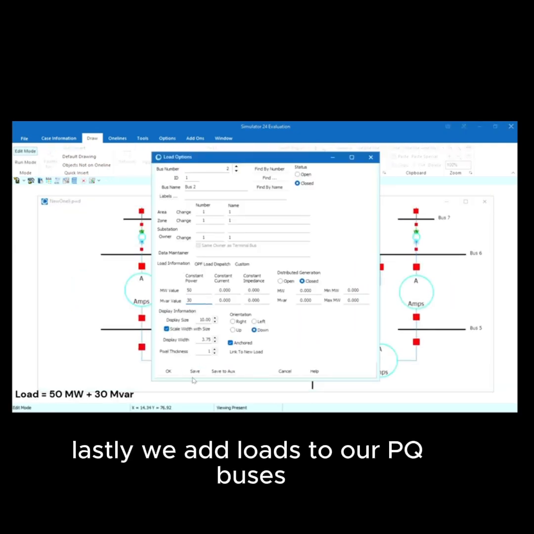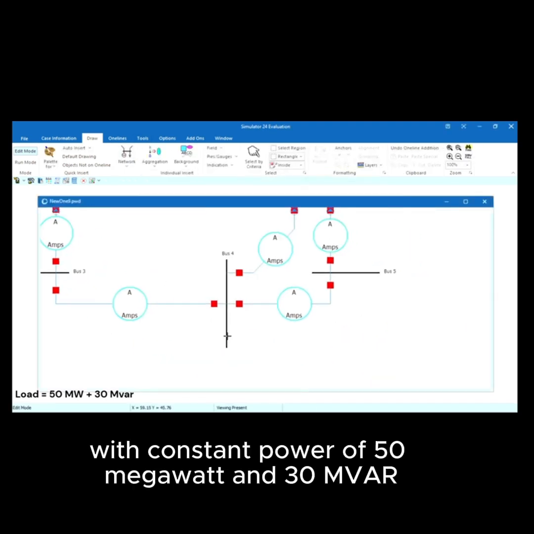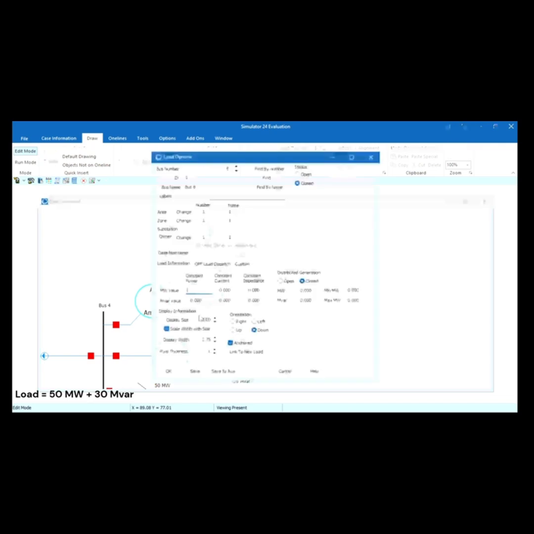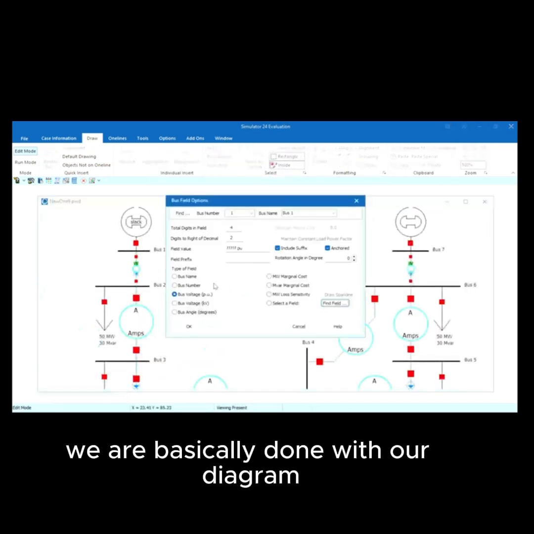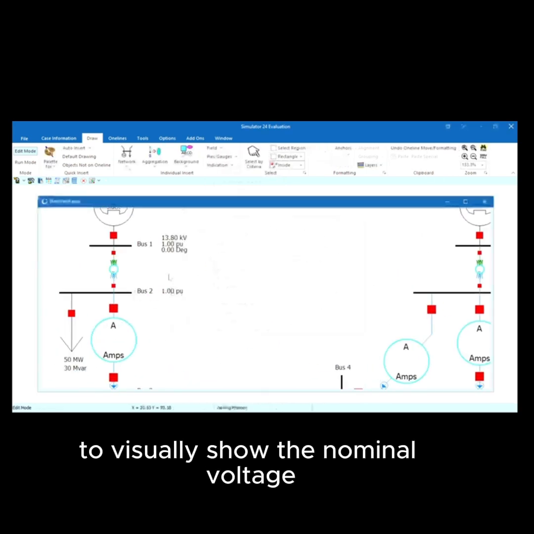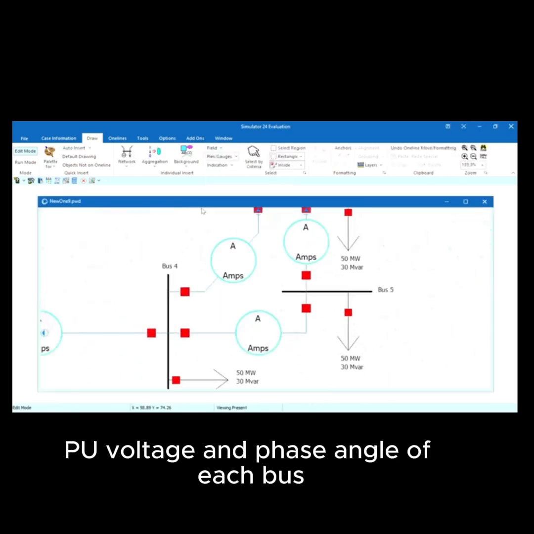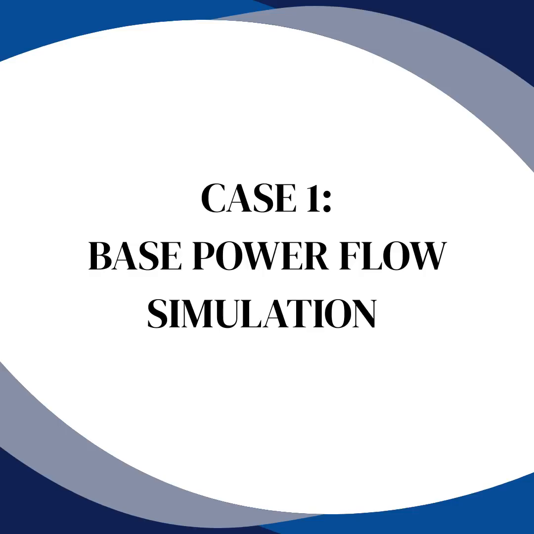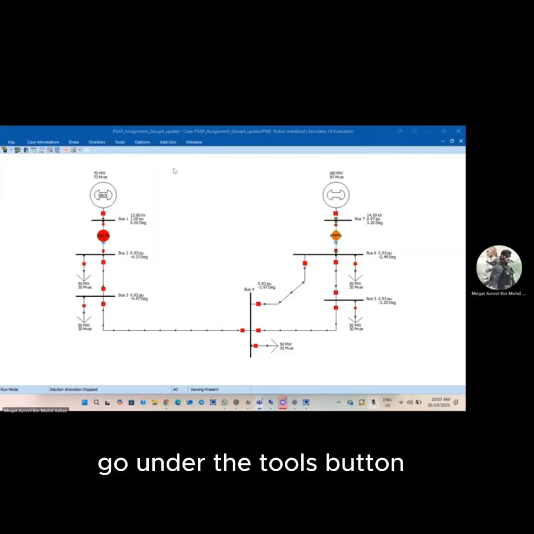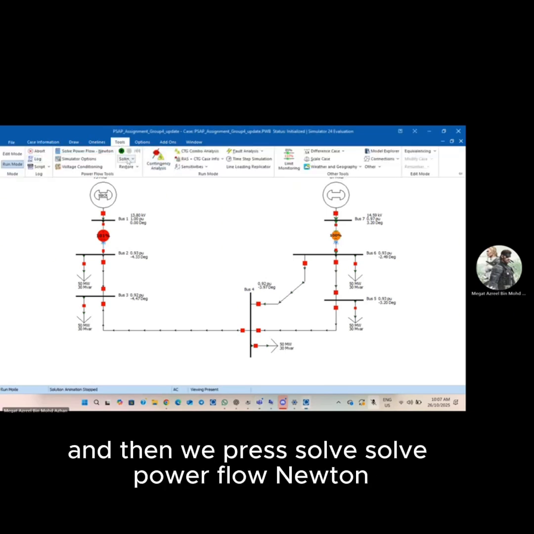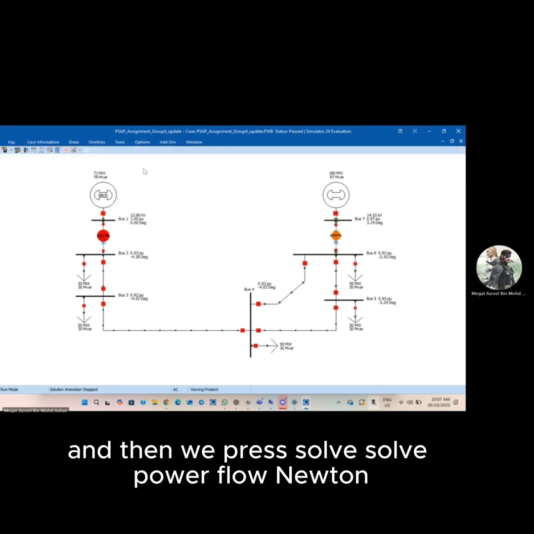Lastly, we add loads to our PQ buses, bus 2 to 6, with constant power of 50 MW and 30 MVAR. We are basically done with our diagram, but additionally we can add bus fields to visually show the nominal voltage, PU voltage, and phase angle of each bus. Go under the Tools button, make sure it's under Run mode, and then we press Solve Power Flow Newton.